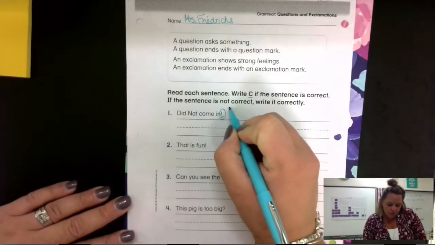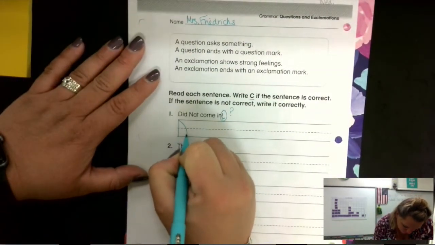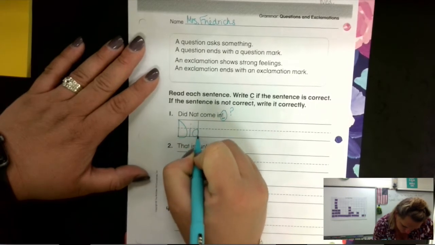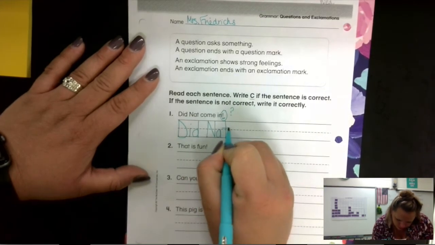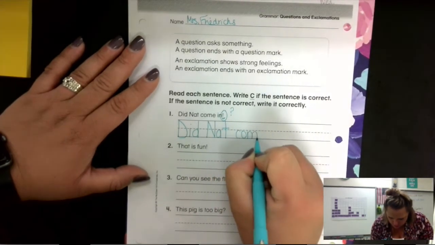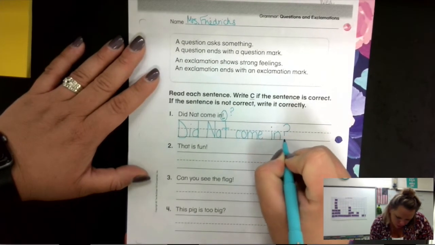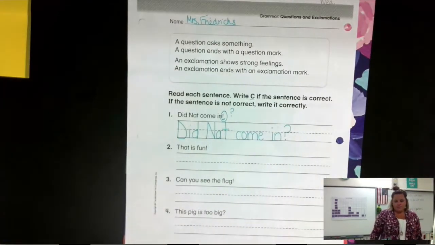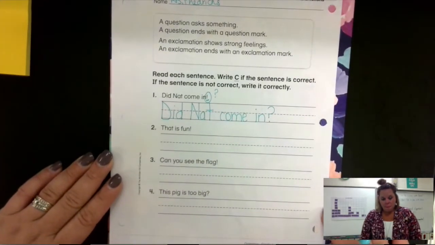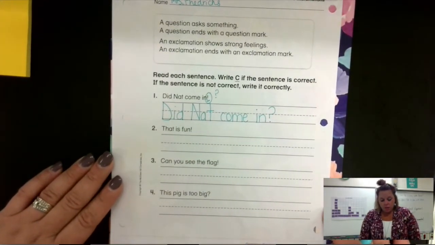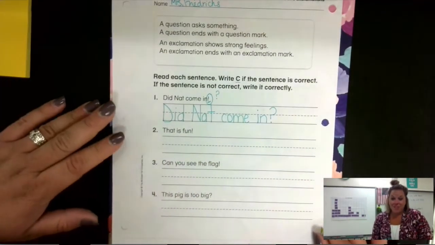And instead of an exclamation mark, we need to have a question mark. Did Nat come in? And then make sure you put your question mark at the end. Okay. Number 2, if you need more time, make sure you go ahead and you pause that video so you can finish writing it. We're gonna move on to number 2.